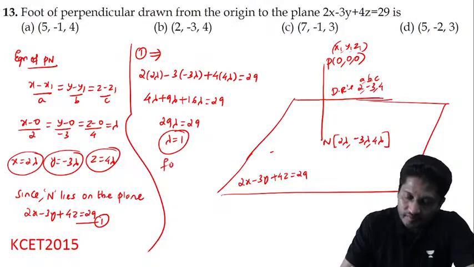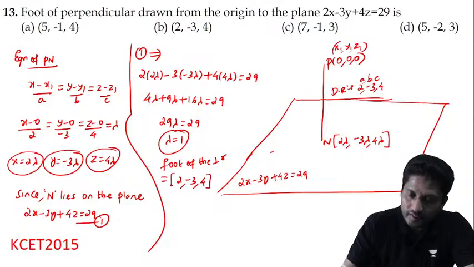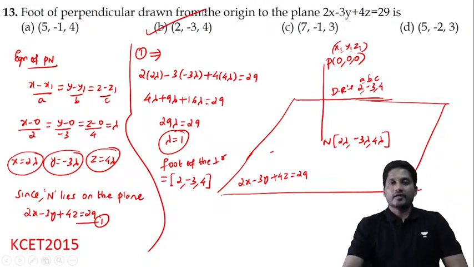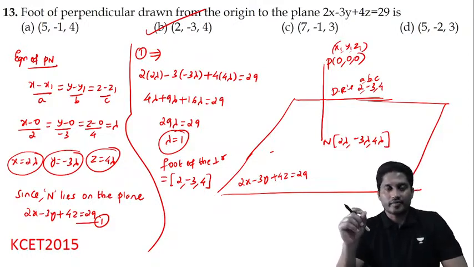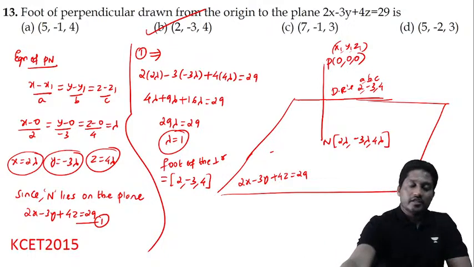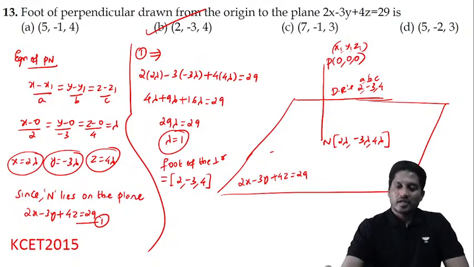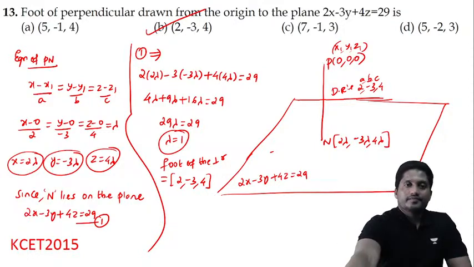Now foot of the perpendicular is equal to 2, minus 3, 4. Answer is the option with 2, minus 3, 4. If you want extra practice questions on similar problems, it is there in the NCERT exercise. 5 questions are there and one worked example is there, that is foot of the perpendicular drawn from the origin to the plane. In JEE Main you will get, apart from the origin, image of a point and foot of the perpendicular not from the origin but with respect to other points as well. Okay, let's move to the next question.